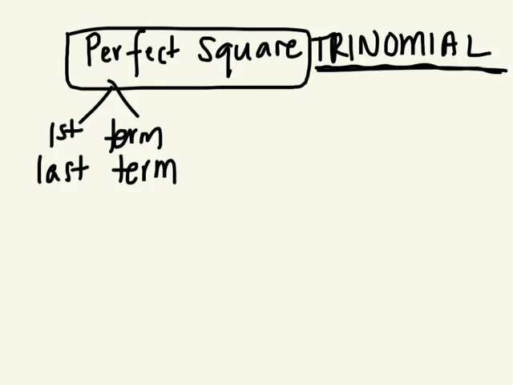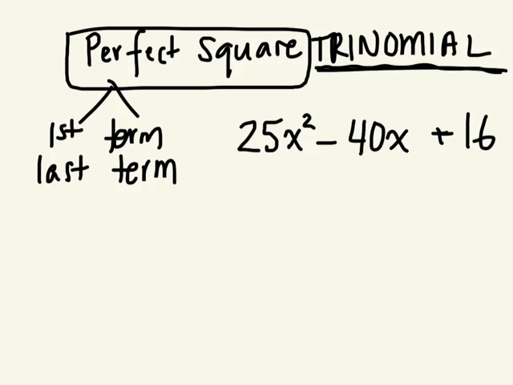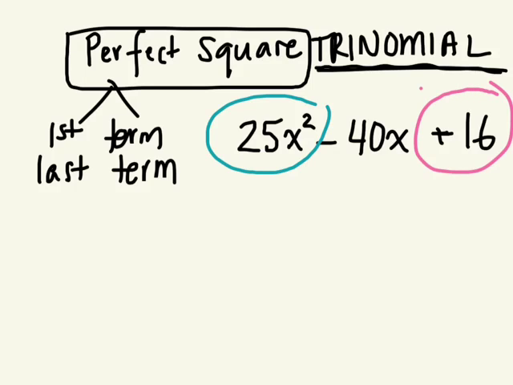So for example, 25x squared minus 40x plus 16. Which part of this trinomial is my first term? 25x squared is the first term. And what's the last term in this trinomial? Positive or negative? Positive 16.